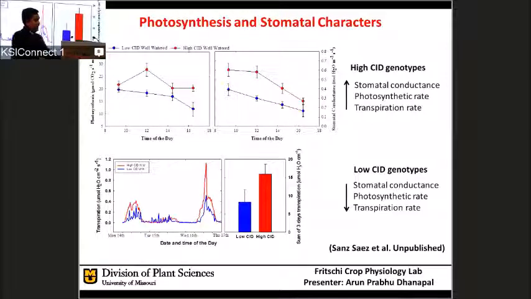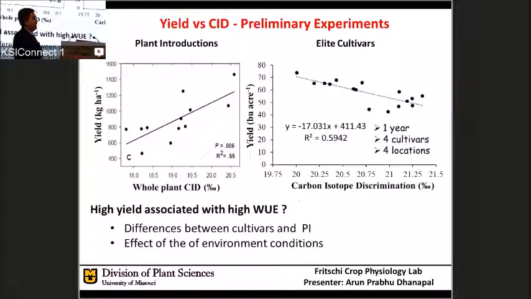So in conclusion, we can say that the high CID genotypes have higher stomatal conductance, photosynthetic rate, and transpiration rate. As you can see from these results, you may be wondering whether low CID genotypes are more resistant to yield loss. That is what we did in some preliminary experiments, and I have some results over here, where we have done two types of experiments, one using plant introductions and one using elite cultivars. CID is on the x-axis and yield for the plant introductions on the y-axis, where you see a good relationship between them.